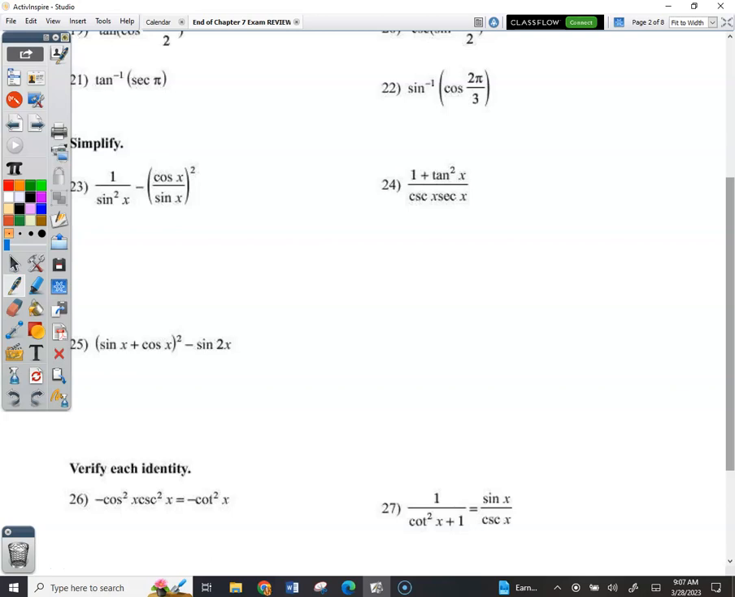26, I worked the left-hand side. 27, I worked both. 28, 29, I worked the left. 30, I worked both. 31 and 32, I worked the left. Okay, so what did I end up saying? I said 27 and 30, I worked both sides, and I ended up in the middle at the same expression. But all of the others, I worked just the left side to end up at the right side.